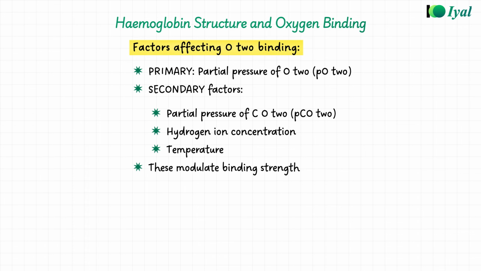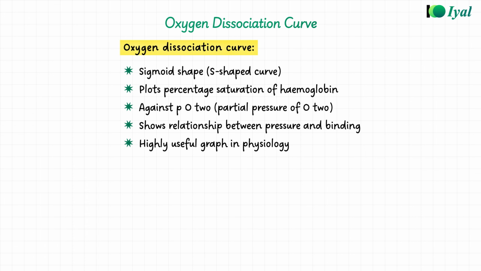Very intelligent system. When scientists studied how oxygen saturation of hemoglobin varies with partial pressure of oxygen, they got a very interesting curve. It is S-shaped. We call it sigmoid shape. Sigmoid means S-like. So it is the oxygen dissociation curve. On one axis, we plot the percentage saturation of hemoglobin. That means what percentage of the 4 oxygen sites are occupied. On the other axis, we plot the partial pressure of oxygen. The resulting curve has an S shape.